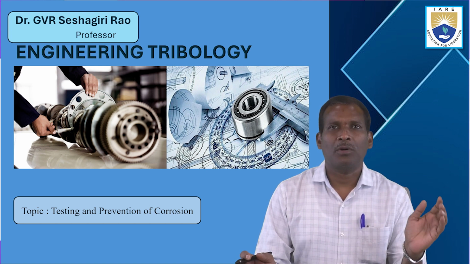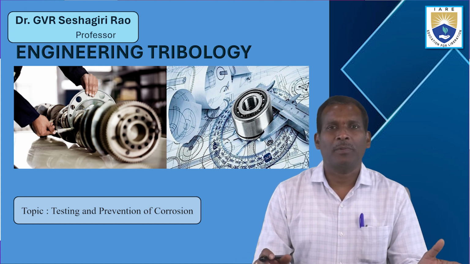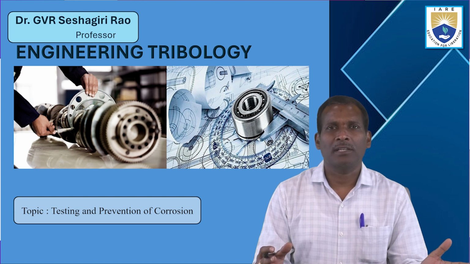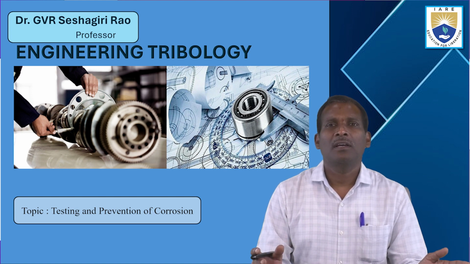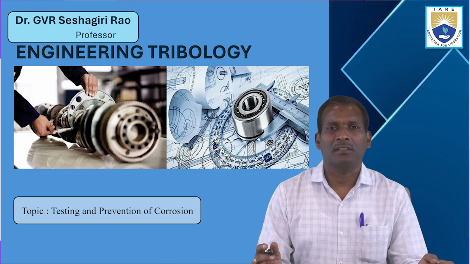So we are discussing the engineering tribology subject. In this, the main parameters are friction, wear, lubrication and corrosion. In previous sessions, we have already learned the importance of corrosion and the effects of corrosion in the engineering tribology subject.